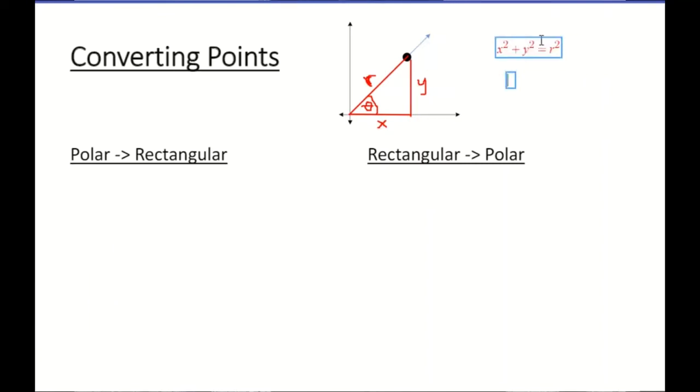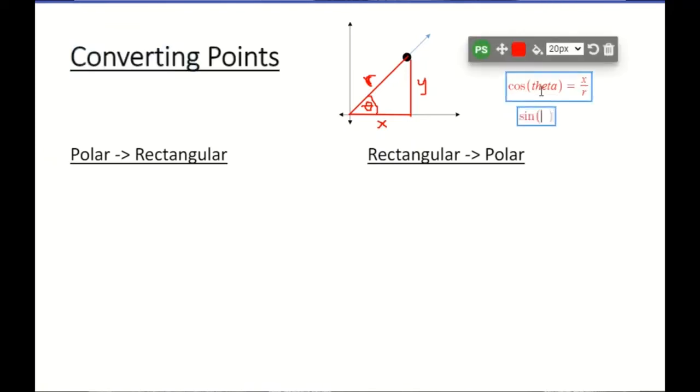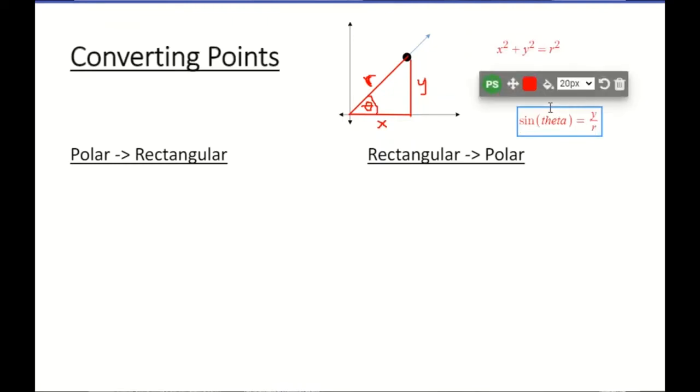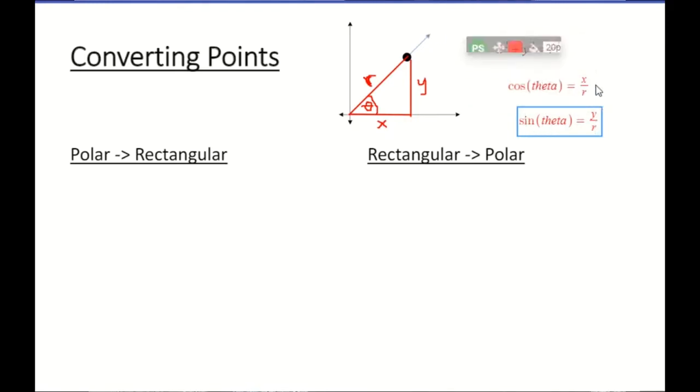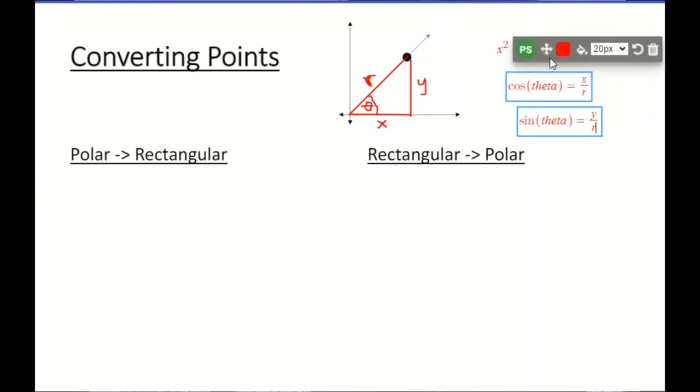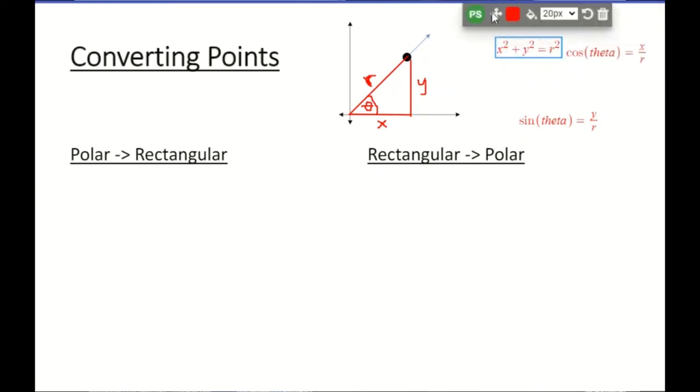So let's see. Cosine of theta, I'm just going to type theta here, I'll go back and fix that in a minute, equals x over r. And similarly, sine of theta equals y over r. Okay, so if we know theta and r, we could compute y using this equation. And if we knew theta and r, we could also compute x by rearranging this equation. So I'm going to put that up here and organize this a little better.